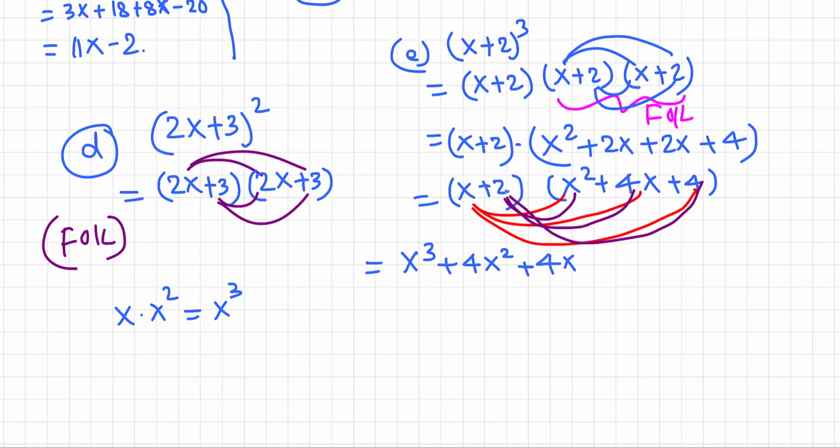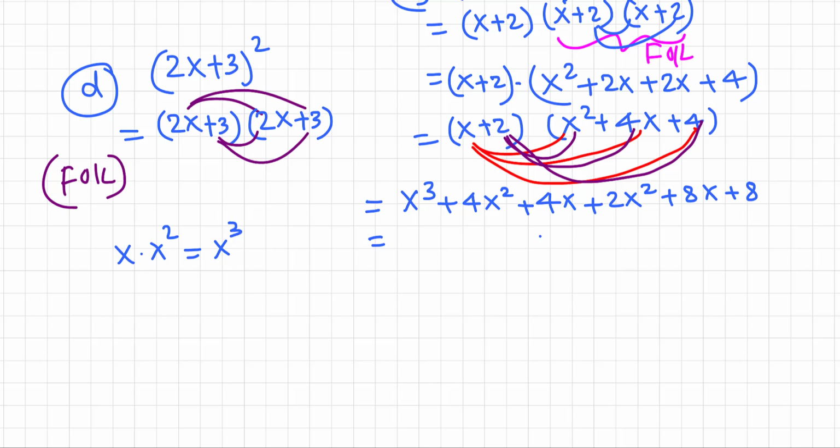x times 4 is 4x, all positive. Plus, now let's multiply these 3 terms by 2. 2 times x squared is 2x squared. 2 times 4x is 8x. 2 times 4 is 8. Now we combine the like terms, starting with the highest exponent, x cubed. There are no other x cubed terms, so x cubed stays here. 4x squared: do we have another term with x squared? 4 copies plus 2 copies, both positive, so plus. How many copies? 6 copies of x squared.